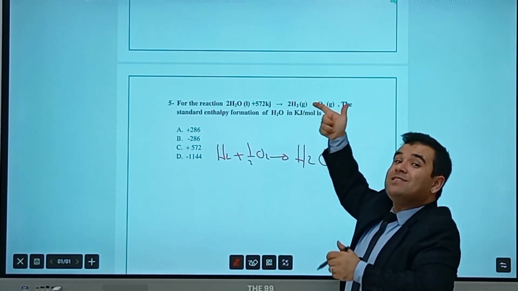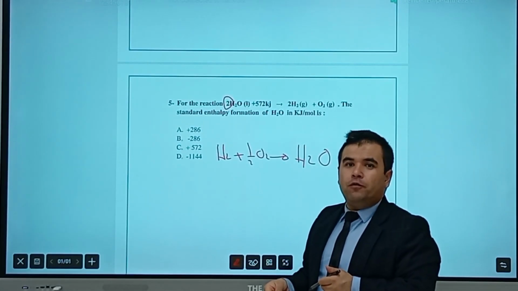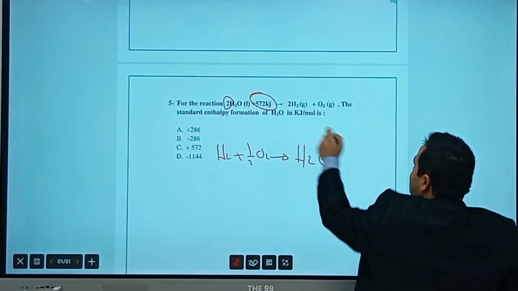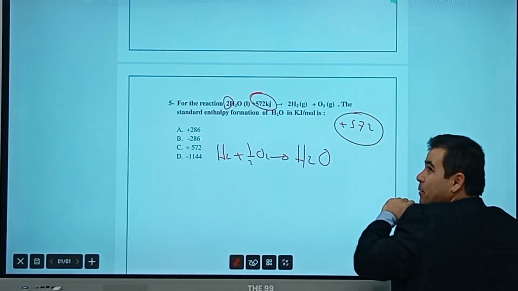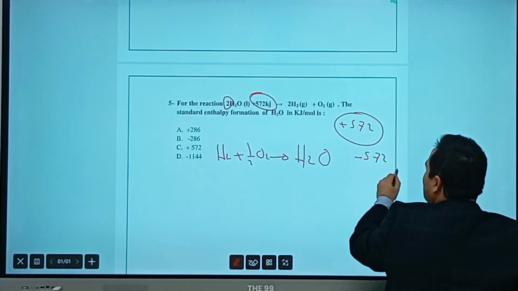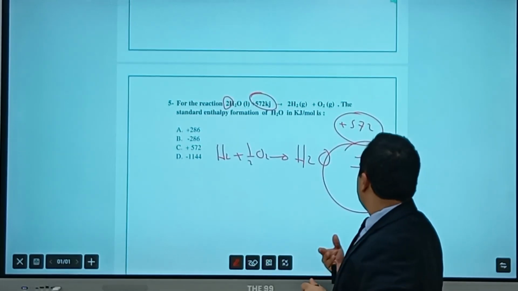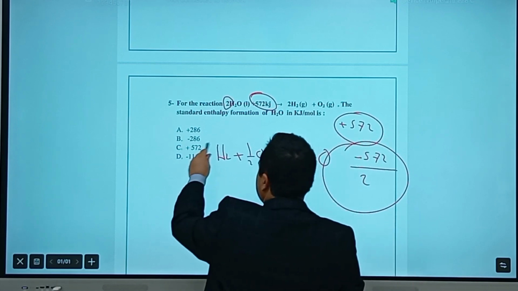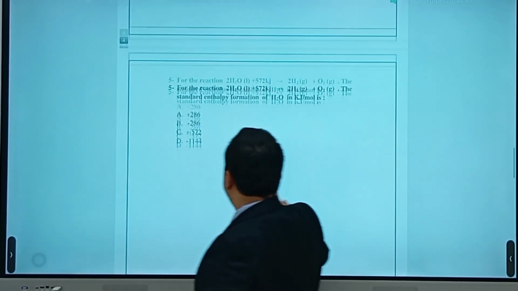We have to reverse it and divide by 2 as well because the coefficient is 2. So reverse this number, which is positive 572 kilojoule, to be negative 572 kilojoule, and divided by 2 you get the result, which is equal to minus 286. That is the correct answer.